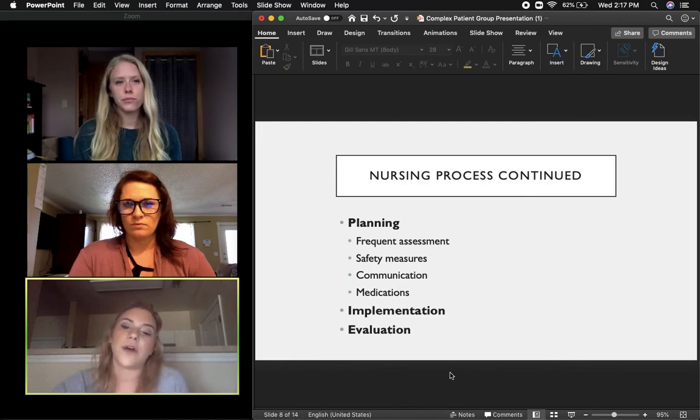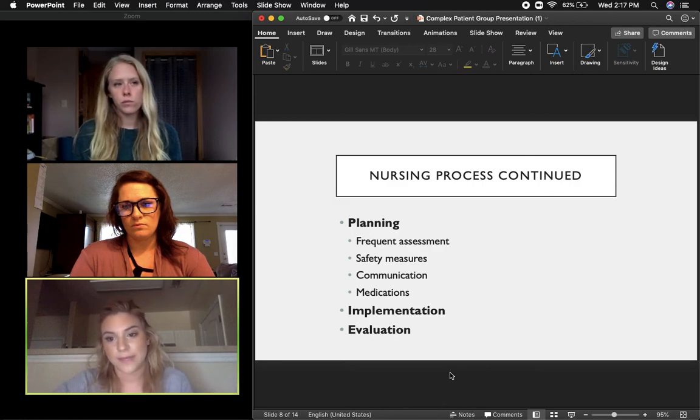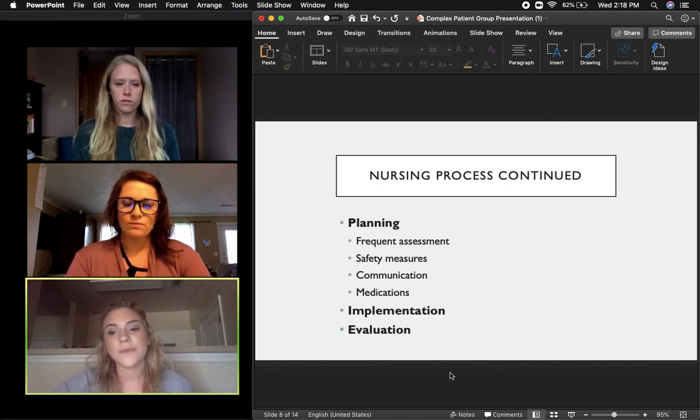Next, of course, we move on to planning her care. So again, we've emphasized it a lot, doing those frequent assessments, implementing those safety measures. So taking a look at the patient's room and seeing what we can do there to reduce the risk for injury. Communication. So we know that stroke patients often have difficulty in communication with speaking. So we make a plan for that.